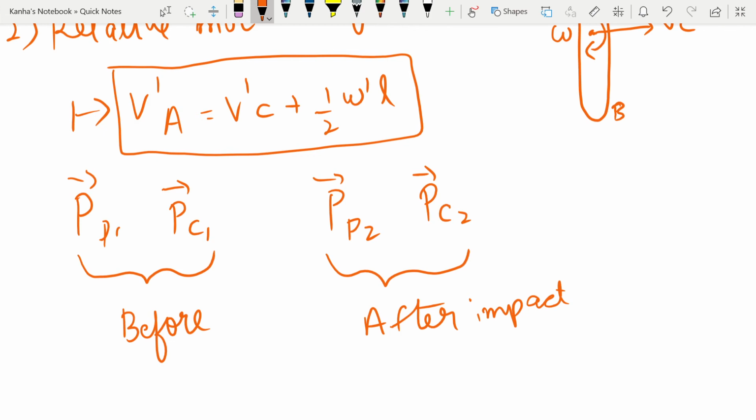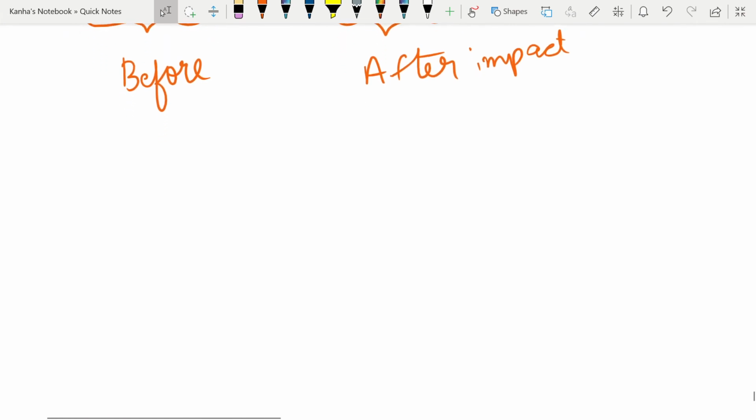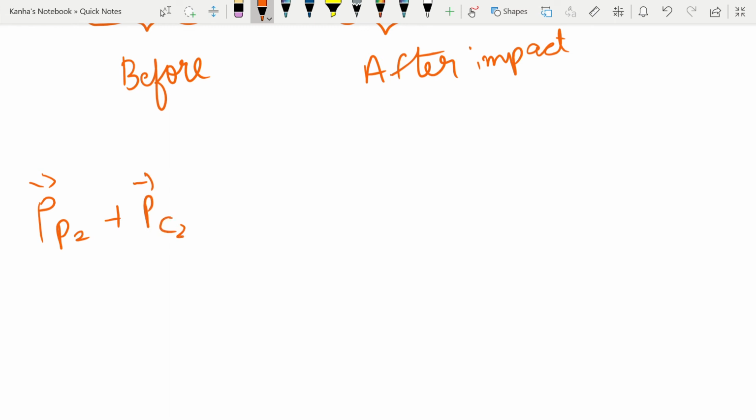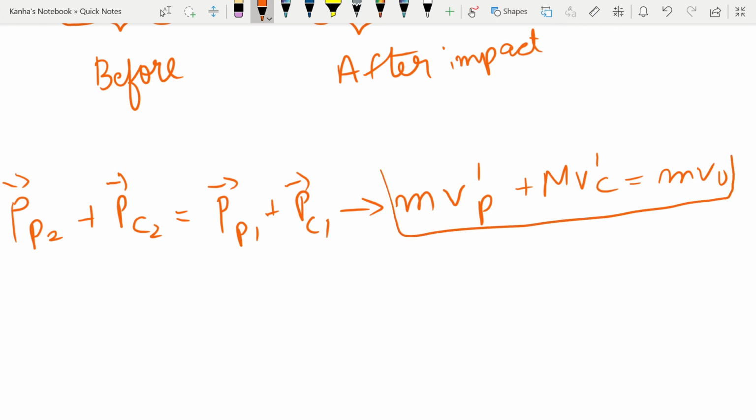Okay, now you will apply first of all the principle of conservation of linear momentum. So let's just apply this to the system. What do we have here? We have the momentum of the particle after the collision plus the rod after the collision is equal to the initial momentum. If I write this in terms of masses and velocities, I can easily write this as m v prime p plus M v prime c is equal to m v naught. So this is the first result that we get from here.